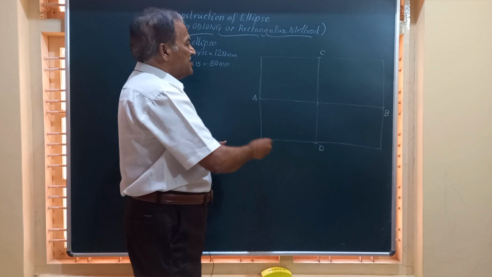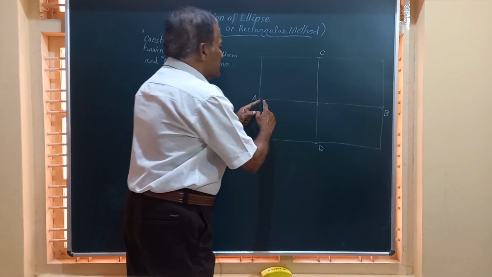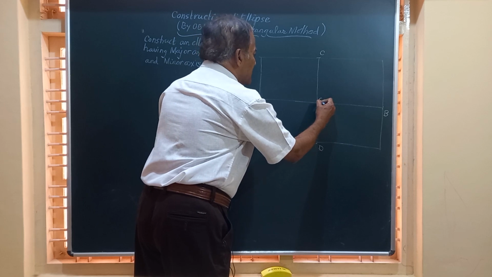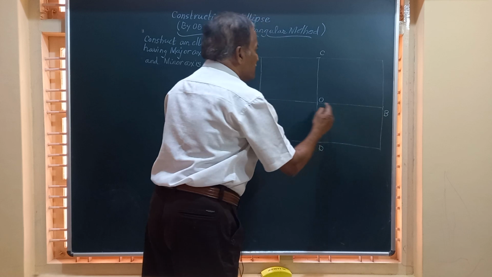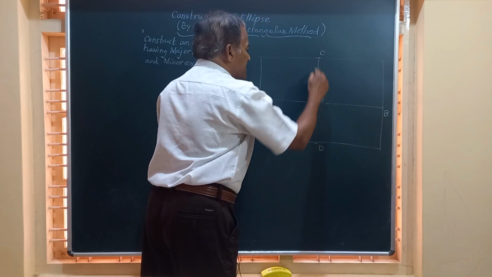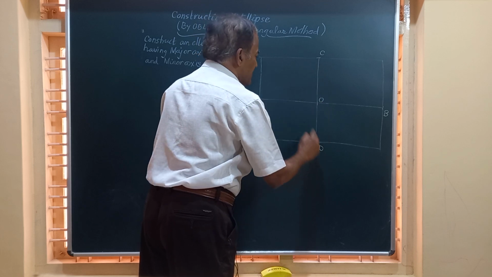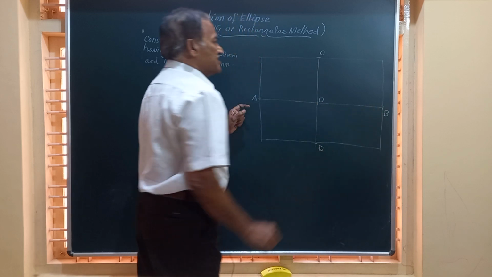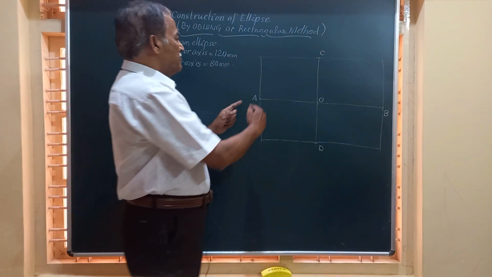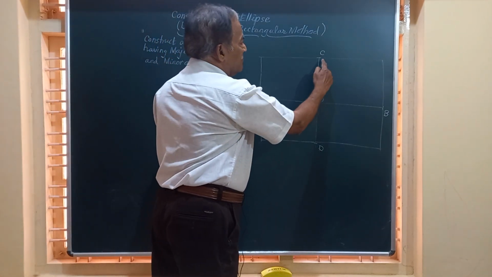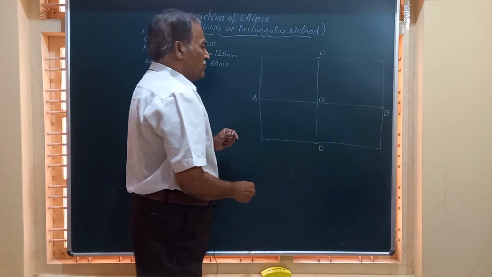Friends, we have constructed this rectangle, and here, whatever the semi-major axis you have got, AO is the semi-major axis which is equal to OB. OC is the semi-minor axis which is equal to OD. This is 40, this is 40, 60 and this is 60. Remember that. Now friends, to obtain the points in between AC, between CB, between BD and AD, what do we do?